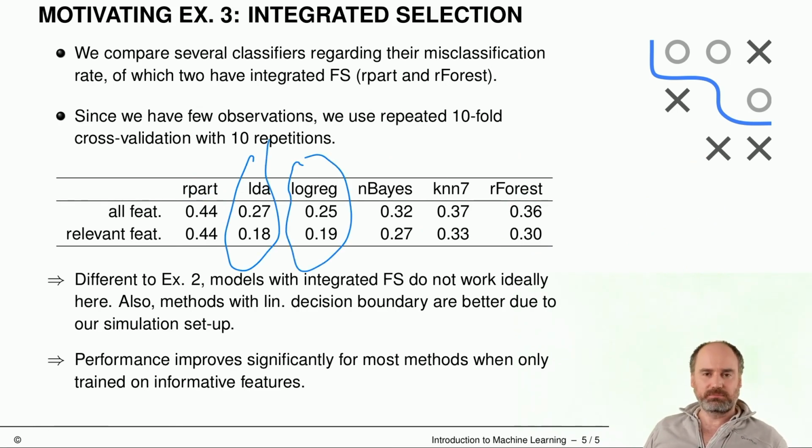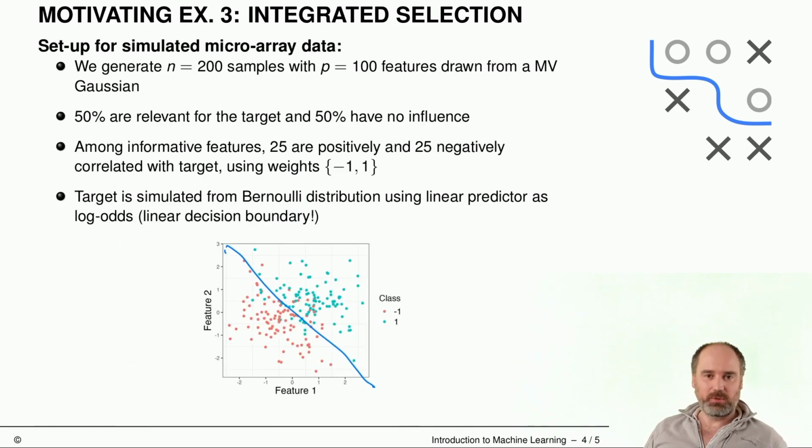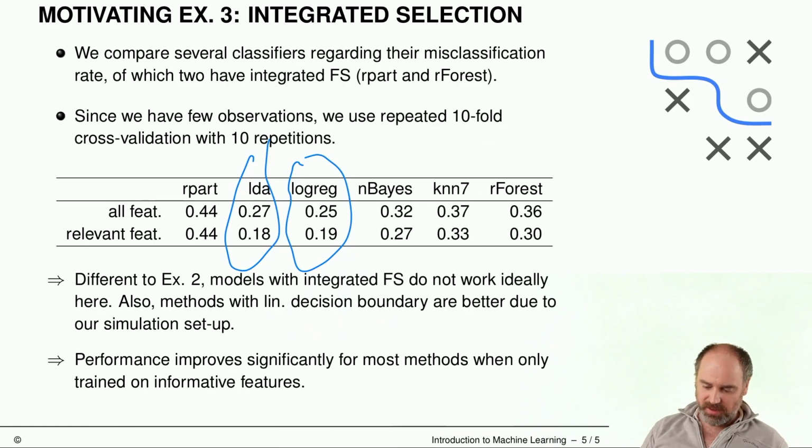Now LDA and logistic regression both fit hyperplanes to data, and they're different models constructed by different principles, but usually the decision boundaries of these 2 models do not look totally different for many applications. And why does this work so well here? Well, like I said, data simulated in a way that a linear decision boundary is optimal, and this is exactly what these 2 types of methods learn.